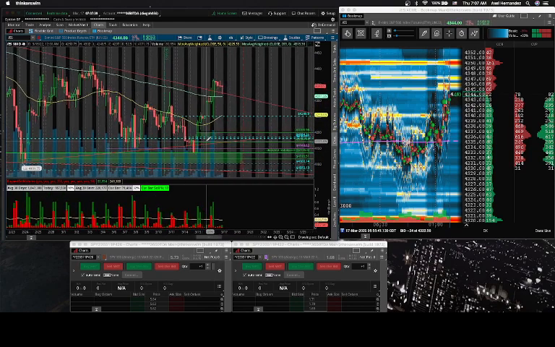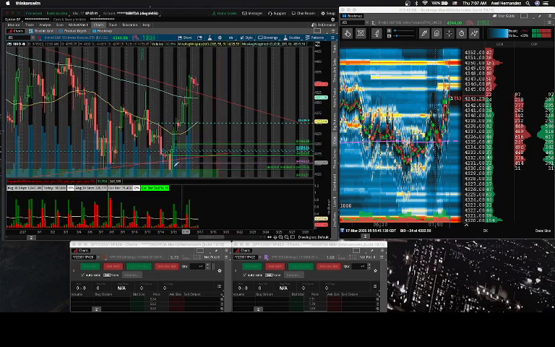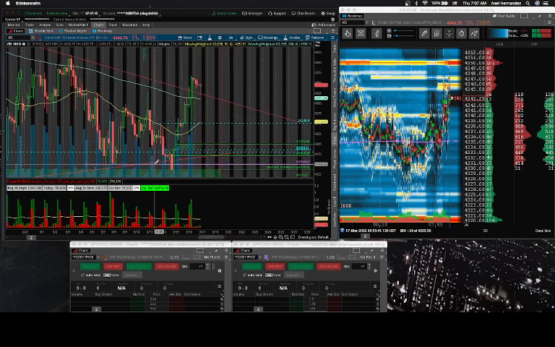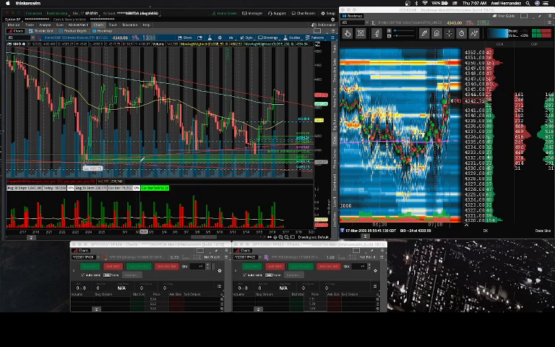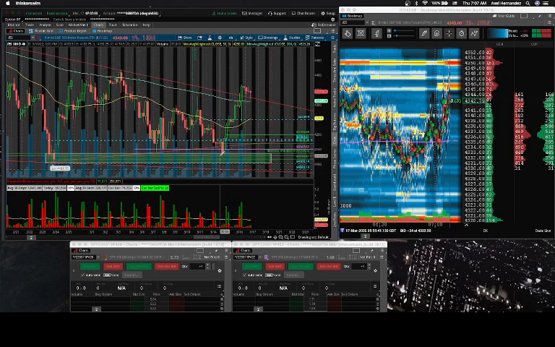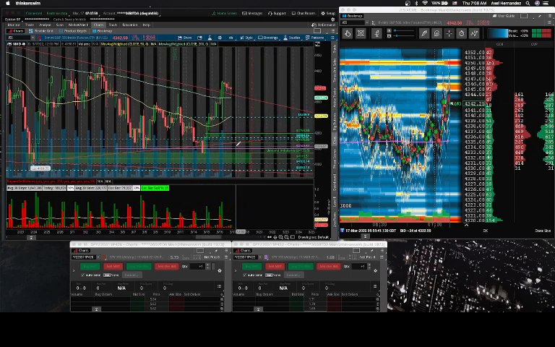Interesting. And then these past few days, we rallied up from demand. Right here, look. Rally base rally. Beautiful basing candle right here. Bounced right off demand on Monday, I believe. Anyways, look at that. Bouncing right off demand.